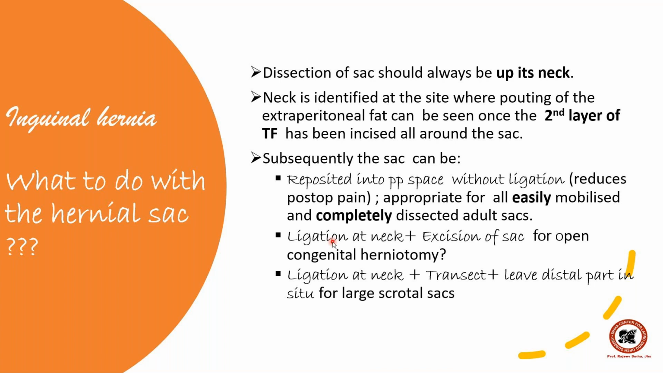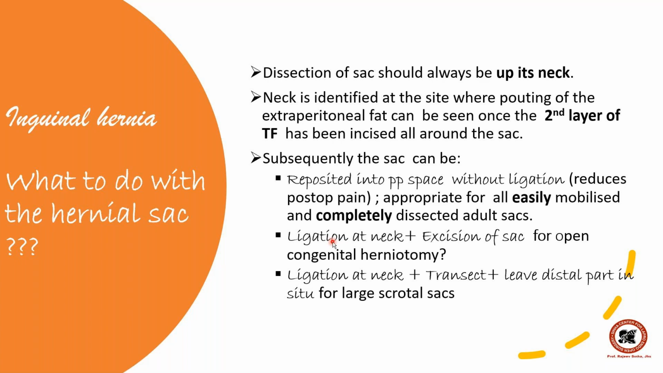Method number two, ligate the sac, excise the part distal to it as we do in a congenital inguinal hernia. The third is ligation of the sac and leave: transect the neck, ligate, and leave the distal part behind. Why? Because the more you try to dissect the sac out, the more the bleeding and the more the post-operative hematoma, seroma, and inflammation, which is basically a surgical inflammation or surgical edema. So leave the distal part in situ if you have a very large scrotal sac.